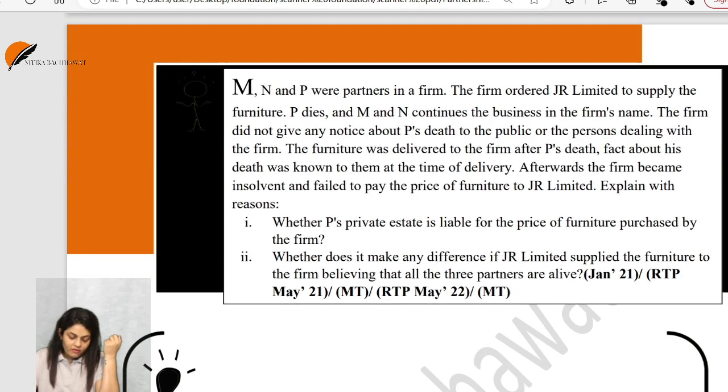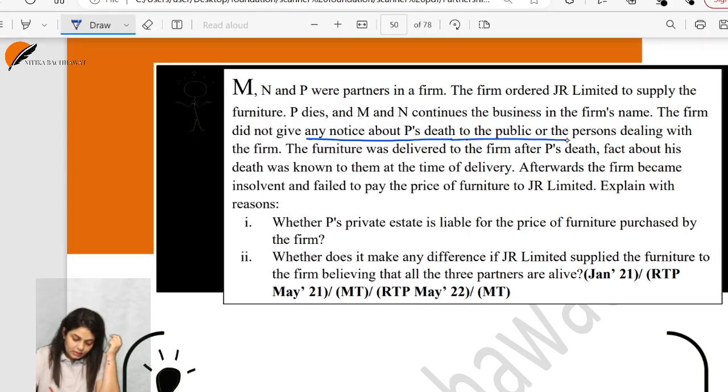M, N and P were partners in a firm. The firm ordered JR Limited to supply the furniture. P dies and M and N continue the business in the firm's name. The firm did not give any notice about P's death. In case of death, we don't have to give any notice to the public.